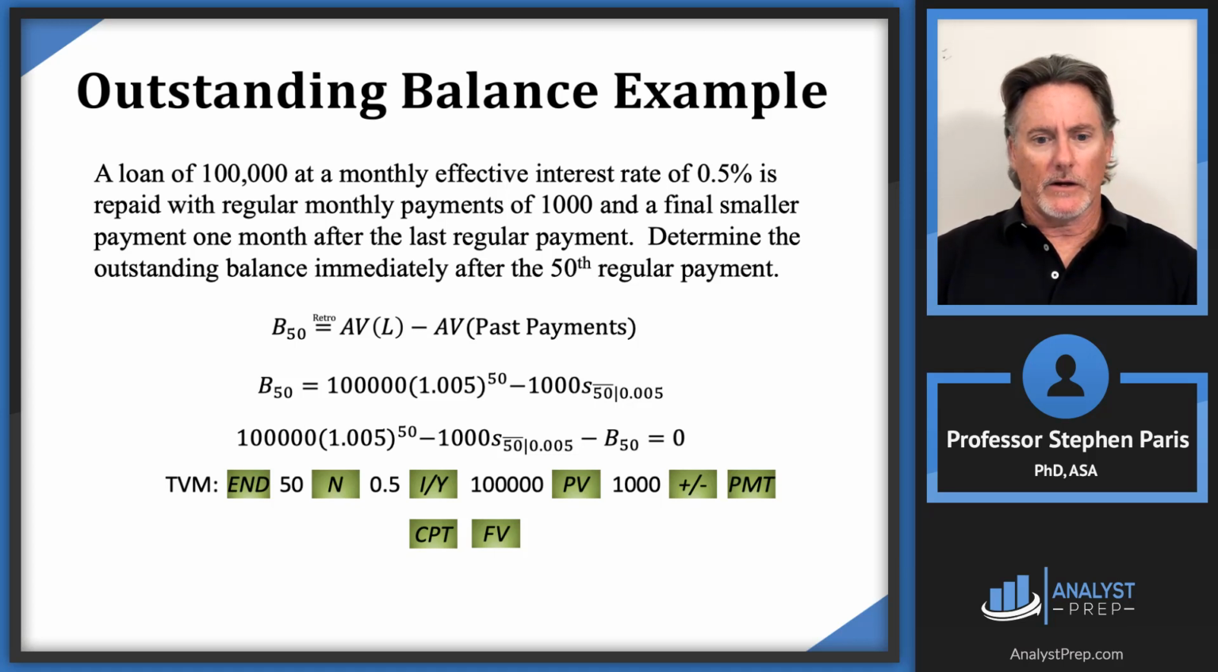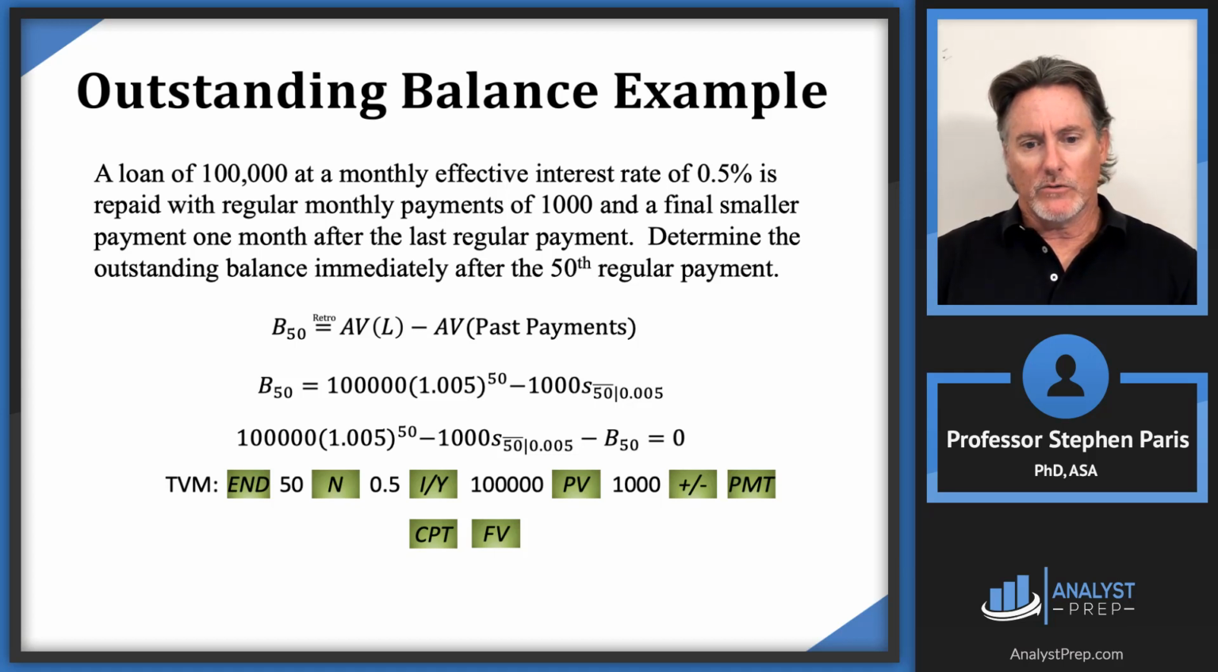And then the payment is going to be a negative 1,000. It's negative because there's a minus sign in front of that 1,000. So I go through these keystrokes and then I compute the future value. Before you do this on your calculator, I want you to think about how the future value is coming out, as a plus sign or a minus sign?